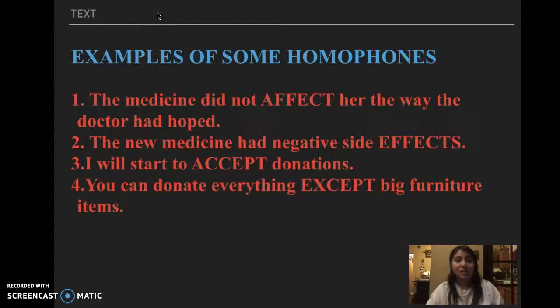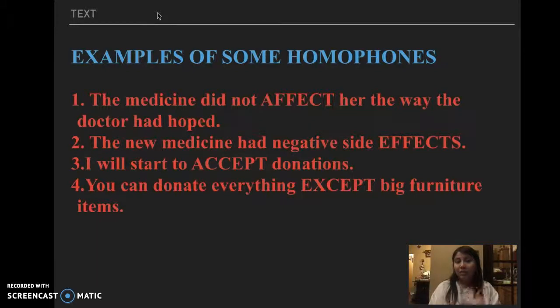Some examples of homophones. Number 1, the medicine did not affect her the way the doctor had hoped. Number 2, the new medicine had negative side effects. So in the first sentence, I always feel like affect with an A means the way it will affect someone. If I were to drink a lot of alcohol the night before, it would affect me a certain way. I would feel a certain way. So I associate affect, spelled with an A, with a feeling.